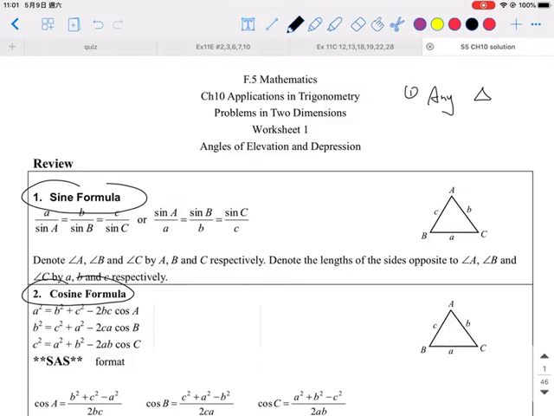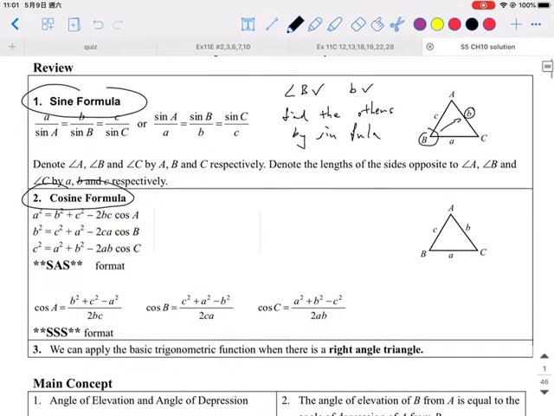And you can apply the sine formula if I know the angle B and the length b. So angle B I know, and the size of b I know, then I can find the others by the sine formula. Okay, so for the second one, the cosine formula, it should apply in two different formats.